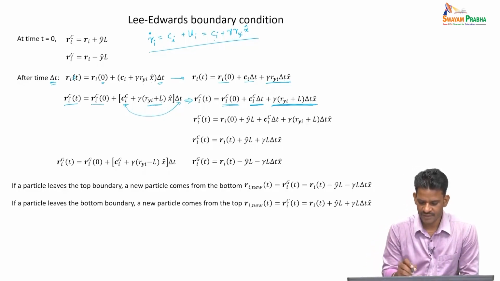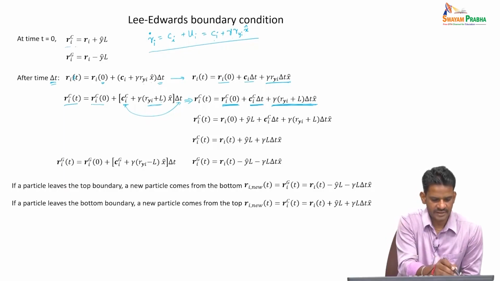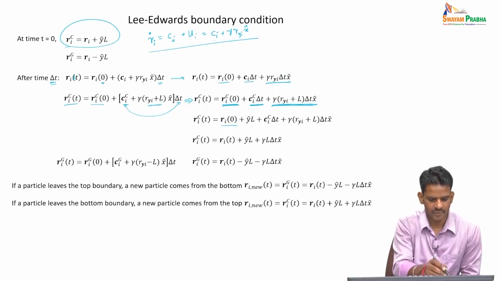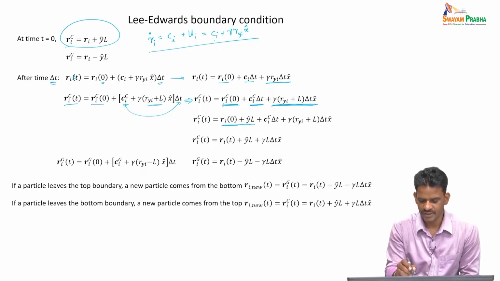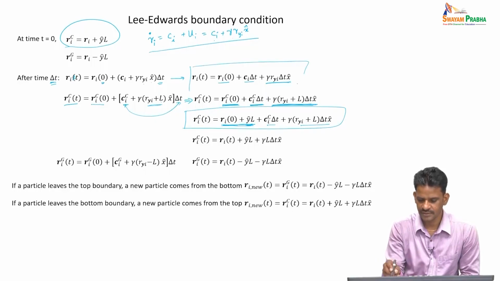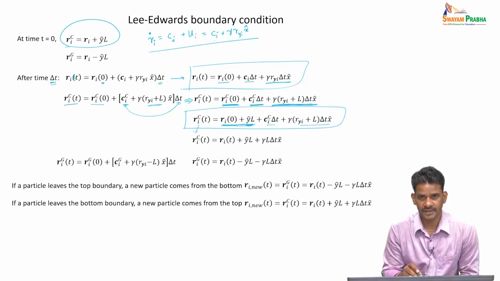And then, from here what we can do is we split this up. If you look at this particular thing, what is this? This is basically at time t equal to 0. We know that R_i^C is now nothing but R_i^0 plus y cap L. So, we are writing the events as such. Now if you compare these two equations, this and this, you can write that the position of the ith particle in the top layer would be equal to the particle at the central simulation box plus y cap L plus gamma L delta t x.